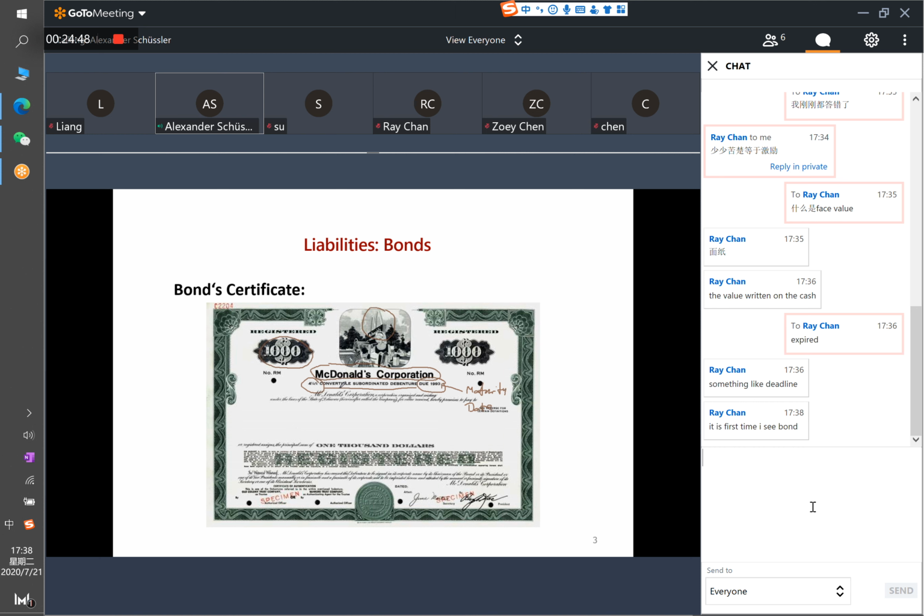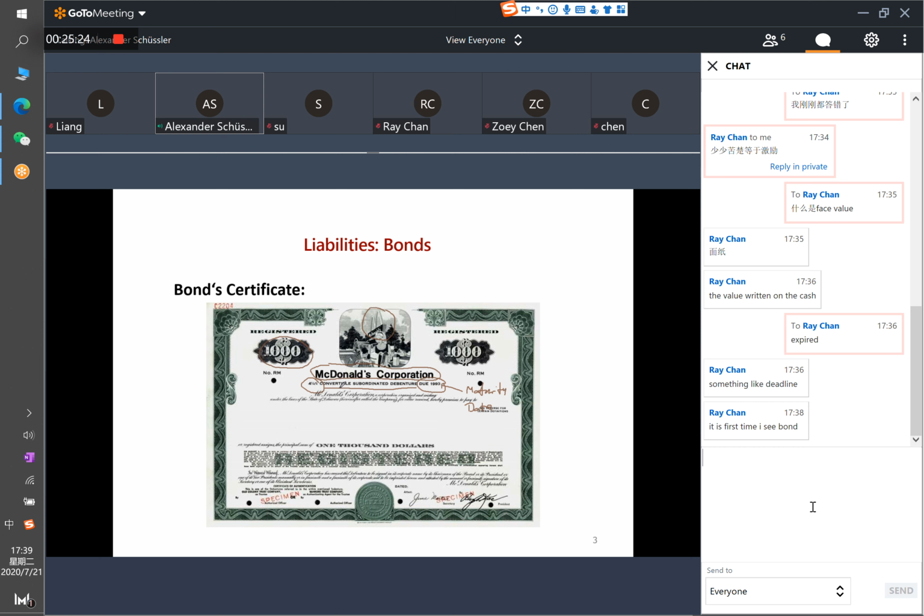What does convertible subordinated debenture mean? These are several important words. The first is convertible. Convertible means the holder of the bond can convert it into a stock whenever he or she wants. But it's the holder, not the issuer of the bond.